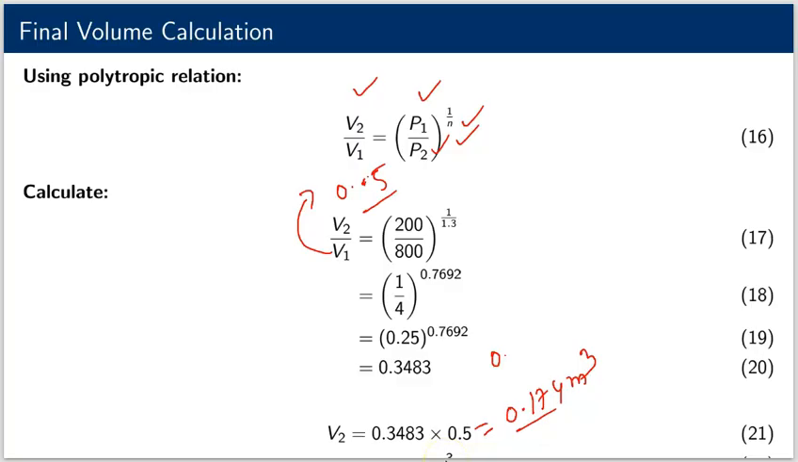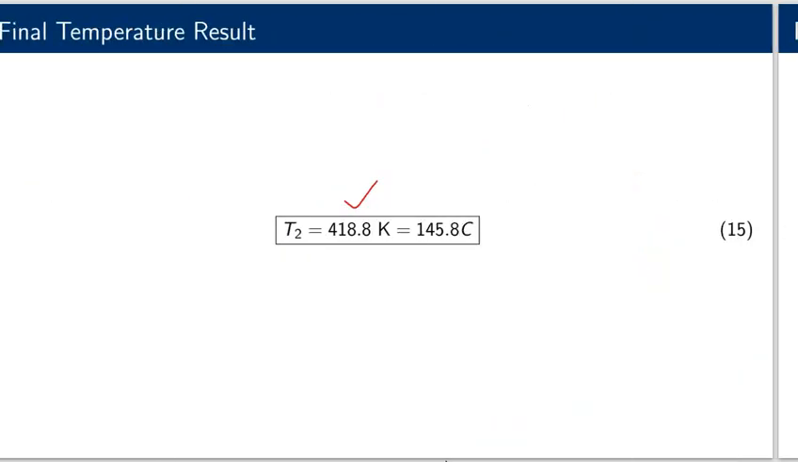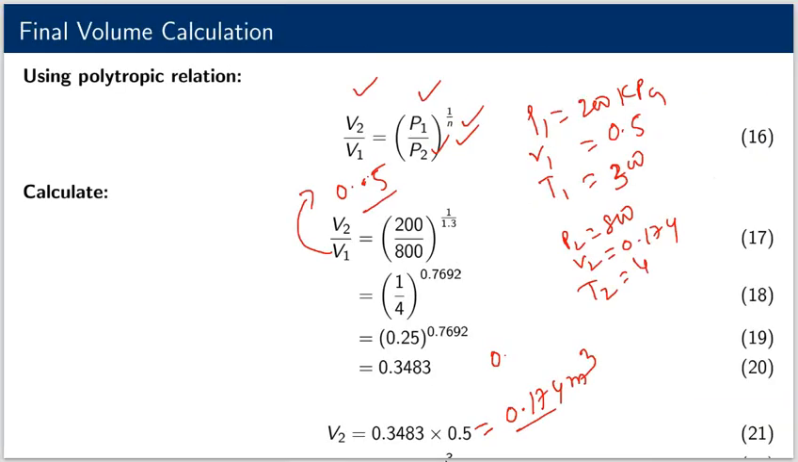So now we got P1, V1, T1. P1 is 200 kilopascal, V1 is 0.5, T1 is 300. P2 we know, 800, V2 we got 0.174, T2 we know, that is 418.8.